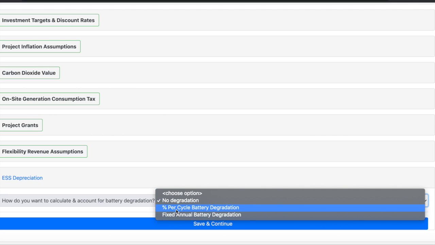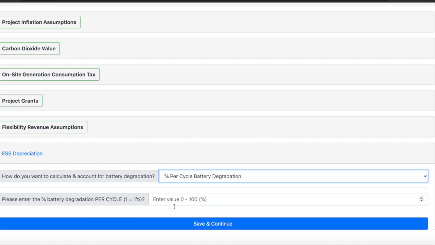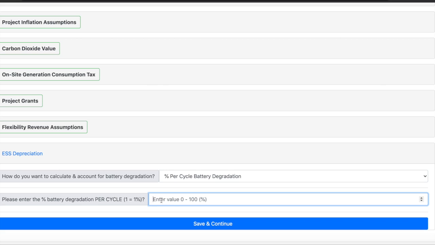We can do two other things, and I would certainly recommend that you look at one of these two. So we can do a PerCycle battery degradation. Especially with larger batteries, they will give you a percentage PerCycle degradation. This will be a very small number, and if we click this, what we need you to do is enter that PerCycle degradation.